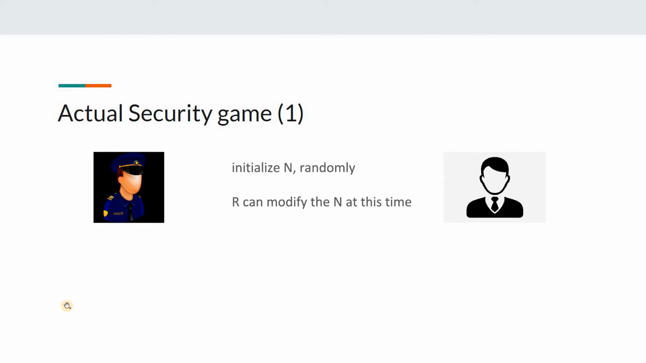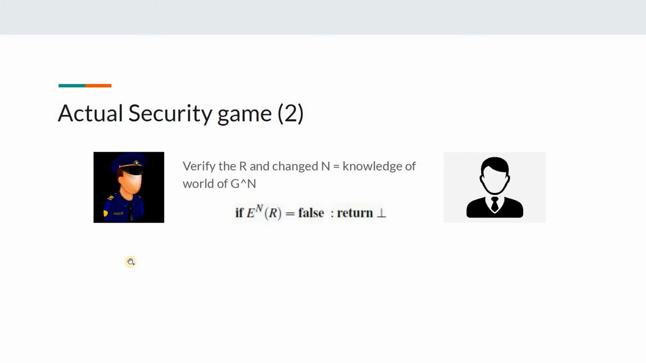And after the setting part, we move on to the actual steps. First of all, the nature will be initialized randomly, and also the respondent can modify the nature at this time at the beginning of this game. And next, we will have a verification step, as the nature is changed previously, and we need to ensure that the respondent and the changed nature is equal to the knowledge of G. If this verification step fails, the security game will terminate immediately.